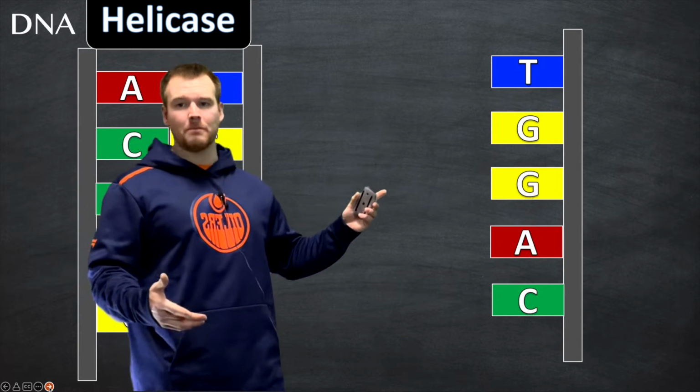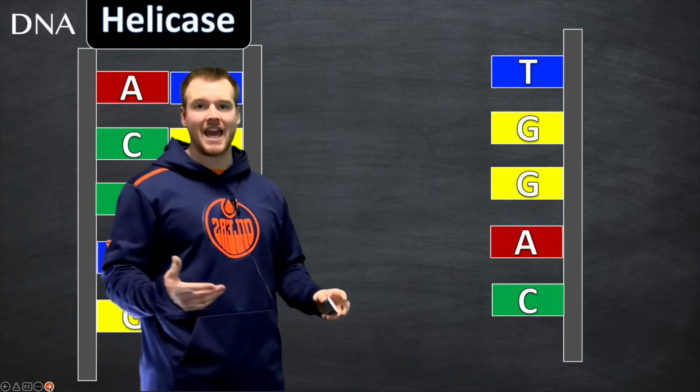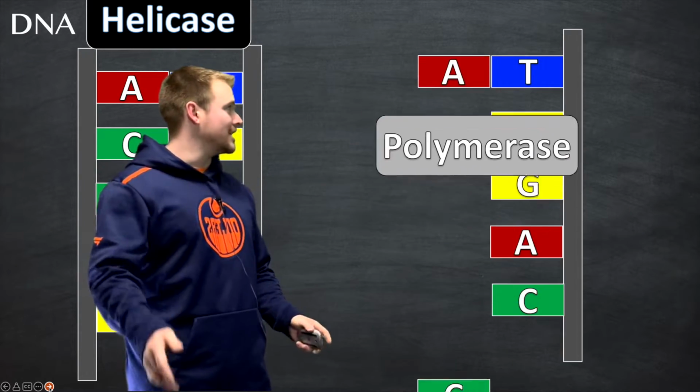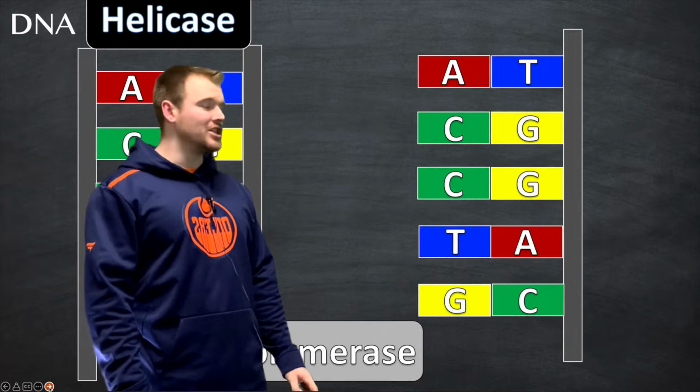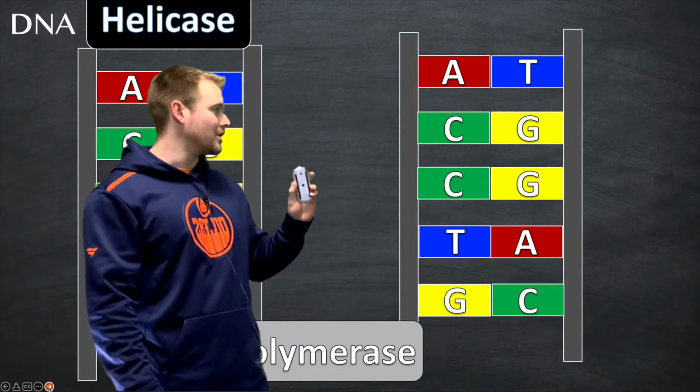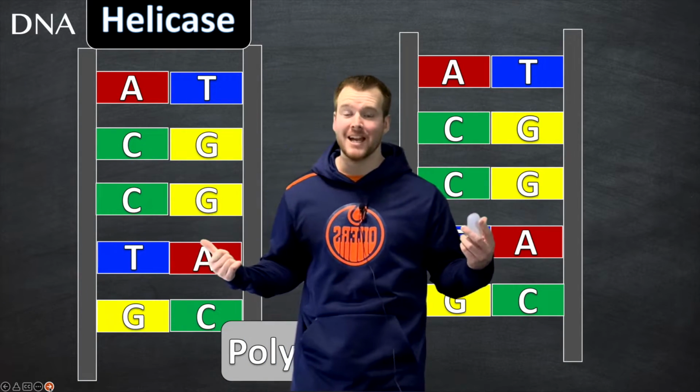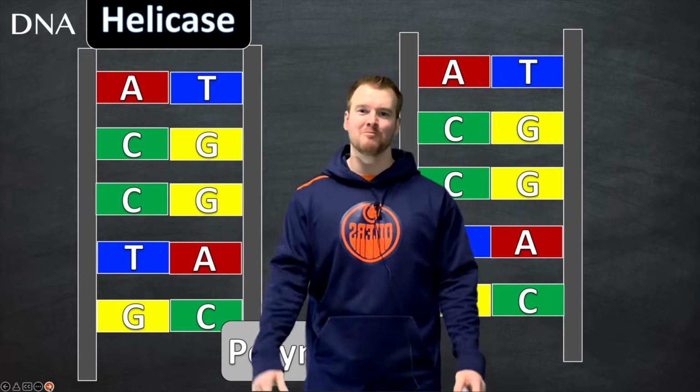So here we just have the opposite. We have the T, but we know only A can go there. So polymerase is going to match the A, match the C, the T, and then the G. And now we have that copy. We'll finish it off with a backbone. And now we have two sets of DNA, and that's DNA replication.